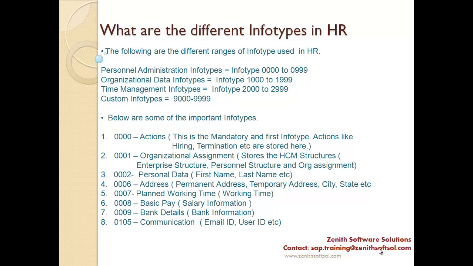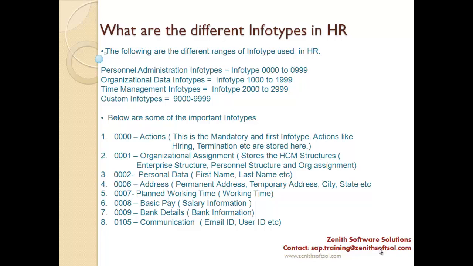So below are some of the important info types which will be used in personal administration. Make a note of these info types. These are really important in any project. The first info type is 0000, which is nothing but actions. What does this info type do? This info type is the mandatory and first info type. It captures actions like hiring, termination, etc. Because when you hire an employee, it is an action. When you terminate an employee, it is an action. So these kinds of actions will be stored in this info type.